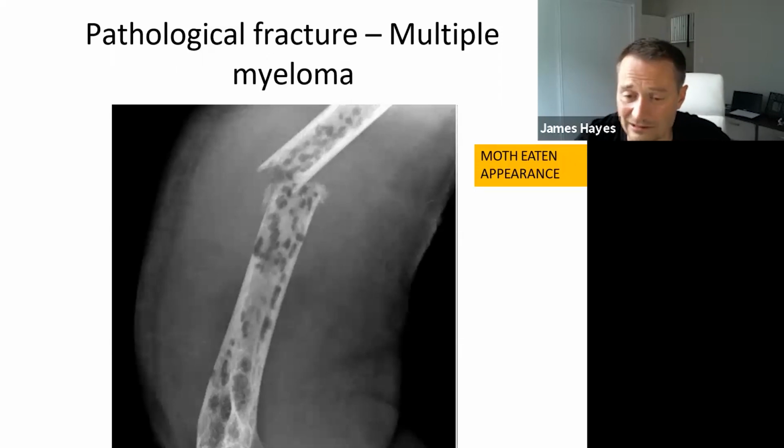Now this, it looks awful. This is the multiple myeloma fracture. So again, a pathological fracture. Could have just had a tiny bit of trauma here. The bones are so weak.